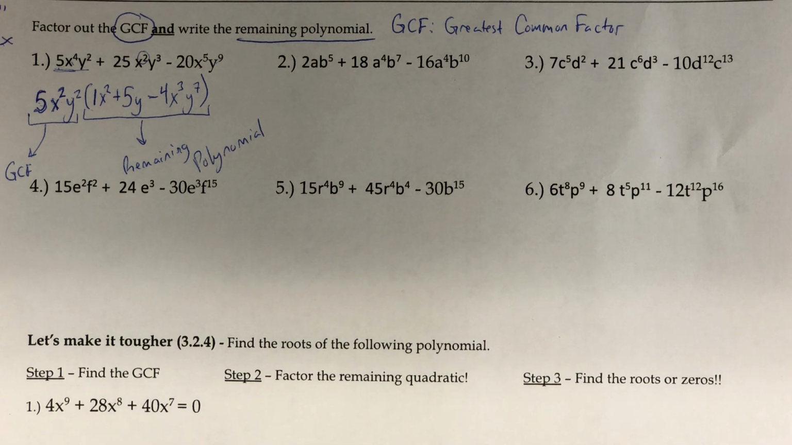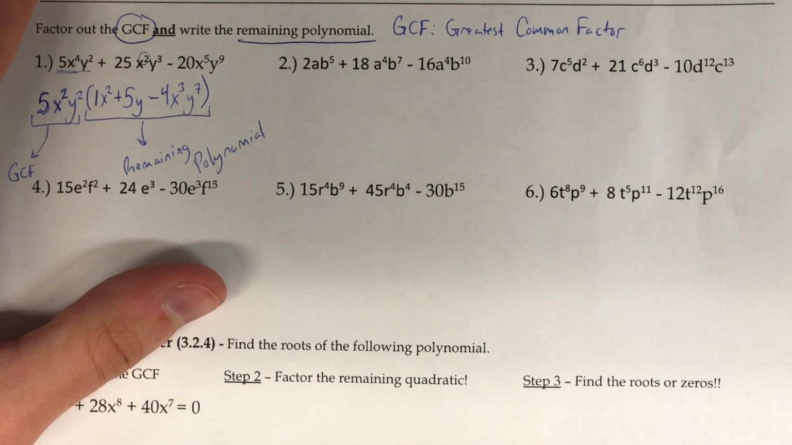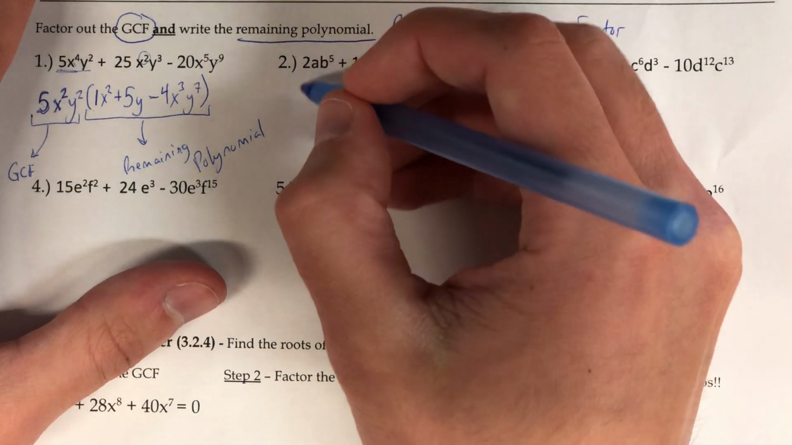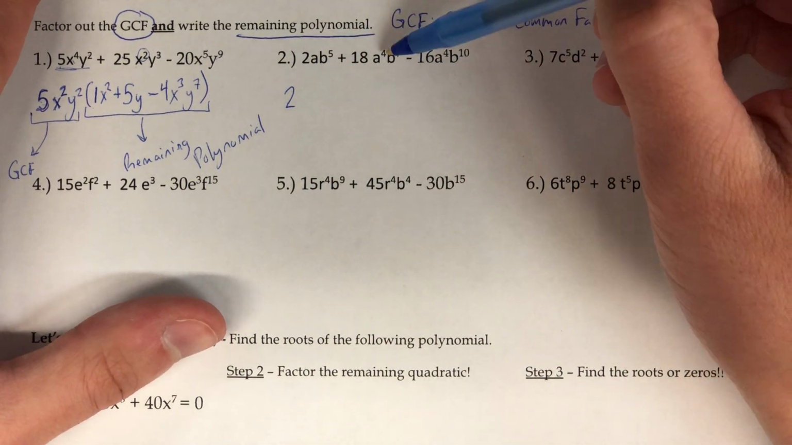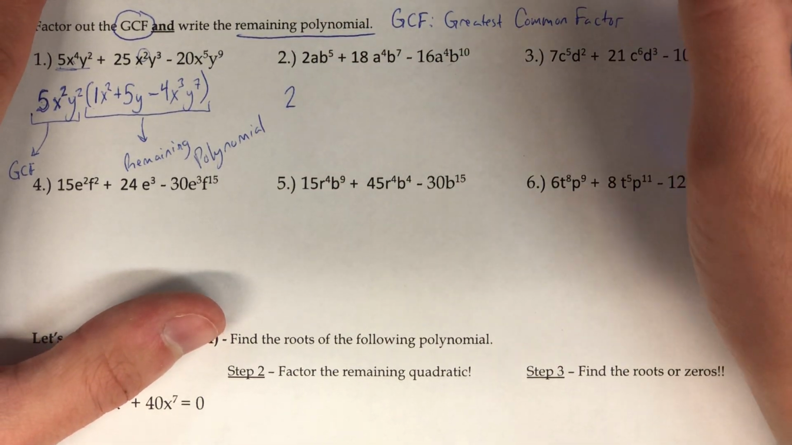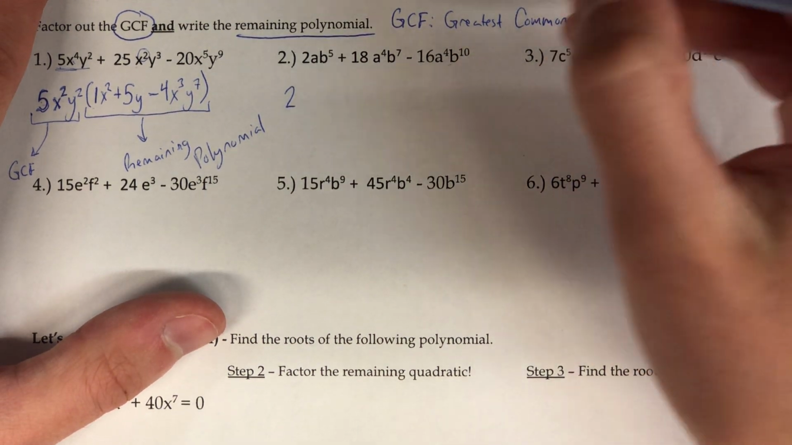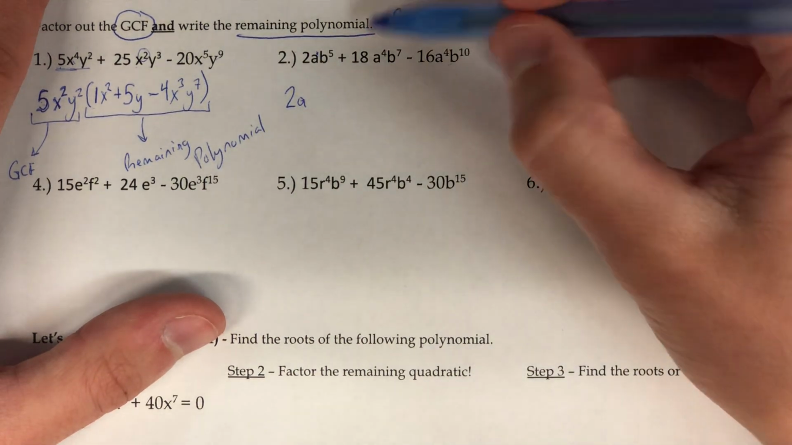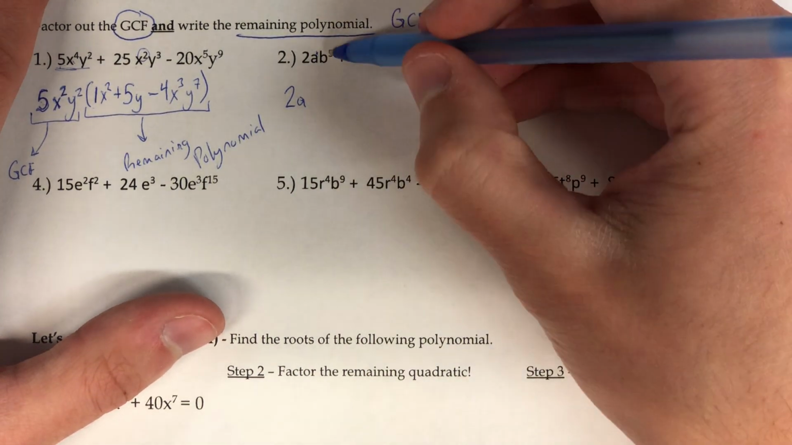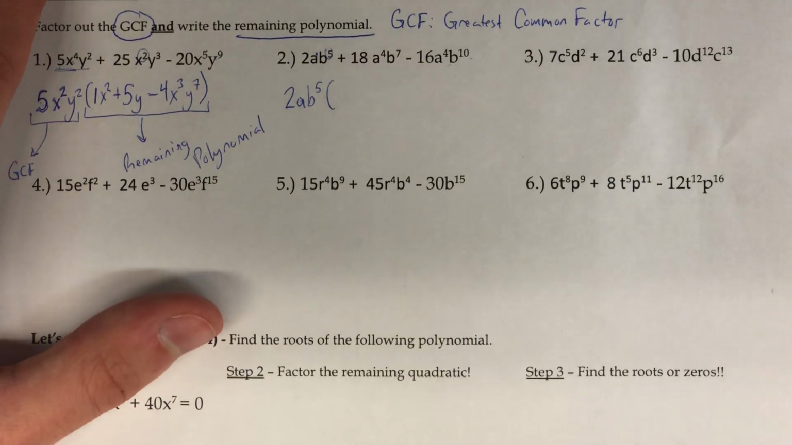So we start with our numbers. I've got 2, 18, and 16. So I think, what's the highest number I can divide all those by? Well, 2. And then I move to my variables. So I have a to the fourth, a to the fourth. There's an a in all of them, so I know an a is going to be part of my GCF. I just take the lowest exponent, which in this case would just be the 1, so just a. We have b's in all of them, so I take the lowest exponent, which would be 5, so b to the fifth. So that's going to be my GCF.